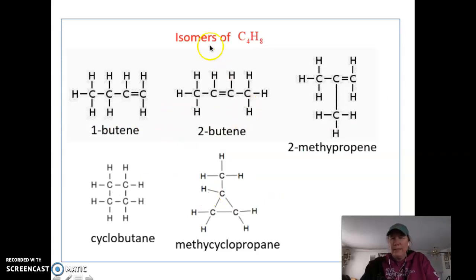Here's some more. Here's C4H8. So here's butene. And again, this is 1 because it's on the first one. Here's on the second one. Okay, here we move them around. So now we got a methyl group on here. So we've got 1, 2, 3. Okay. And this on the second one, we have our methyl group.